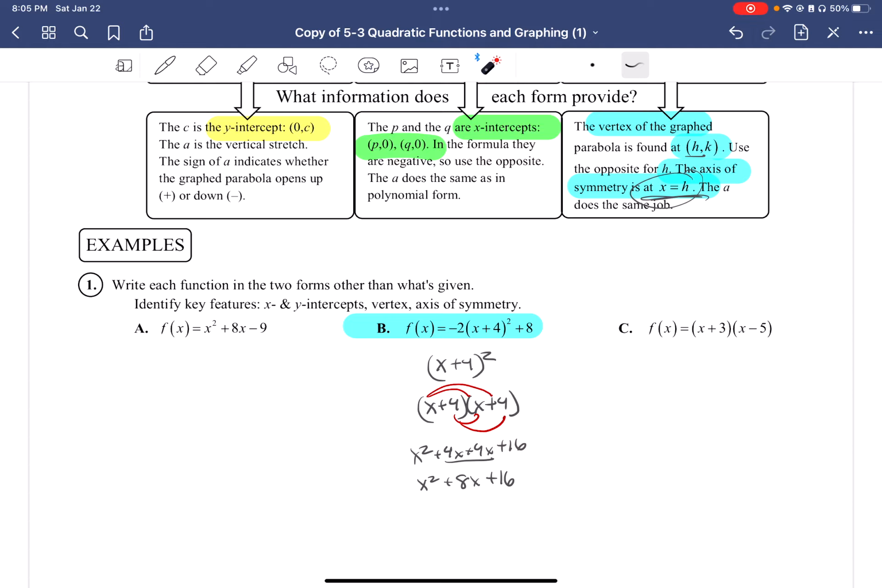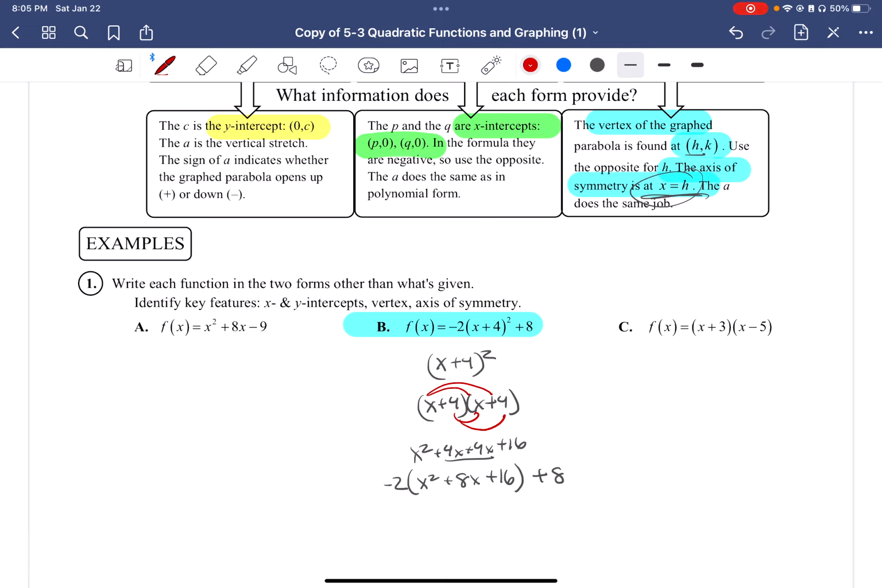So now that we've taken care of that piece, we can come back and do everything else. We still have that -2 in the front and this +8 out there. So now we can distribute this -2 to each of our 3 pieces and then add our +8. So we'll have -2x squared minus 16x minus 32 plus 8. So we'll have -2x squared minus 16x. Combine those 2 terms, and that will be -24. So this right here is our function in polynomial form.